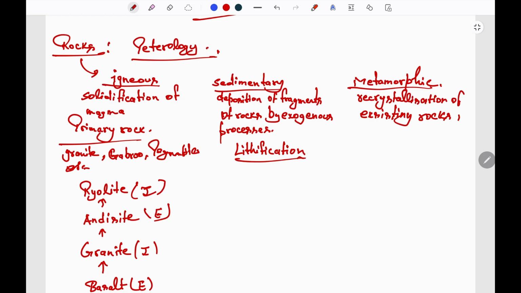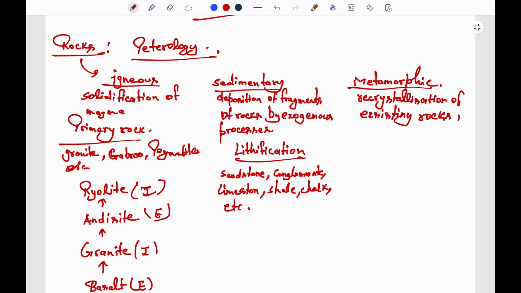And a number of layers of varying thickness are also formed in sedimentary rocks. Examples of sedimentary rocks can be sandstone, conglomerate, limestone, shale, chalk, etc. Now moving on to the metamorphic rocks.